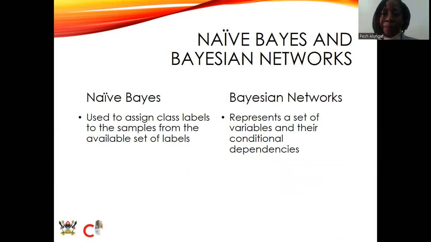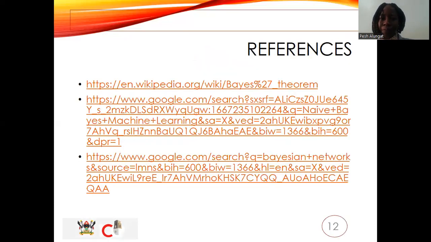As we go further, we are talking about the differences between naive Bayes and Bayesian networks. Simply, the difference is that naive Bayes is majorly used to assign class labels to samples from the available set of labels. Then the Bayesian networks, like I said, are entirely a graph, which represents a set of variables and how they depend on each other.